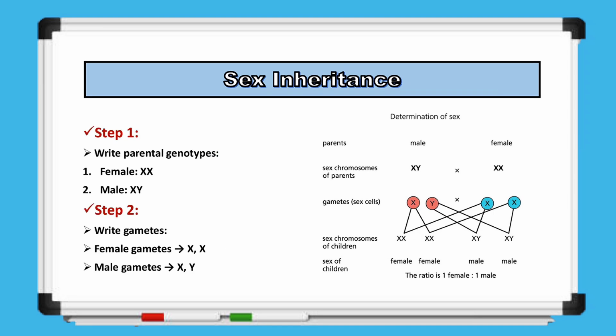Let's do the Punnett square step by step. First, we write the parental genotypes. The female is XX and the male is XY. Next, we write the gametes. The female can only produce X gametes, so we place X and X along the top of the Punnett square. The male produces 2 types of gametes, X and Y, so we place X and Y along the side.